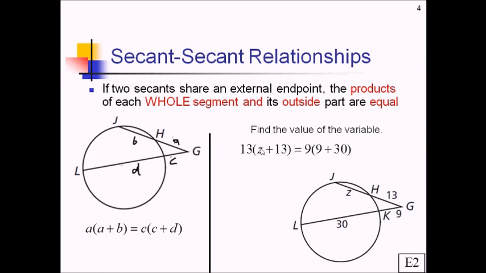Distributing, we've got 13Z plus 169 equals 81 plus 270, which adds up to 351. Subtracting 169 from 351, you can do that on the calculator, comes out to 182. And then if we divide 182 by 13, again on the calculator I did this, that comes out to 14.